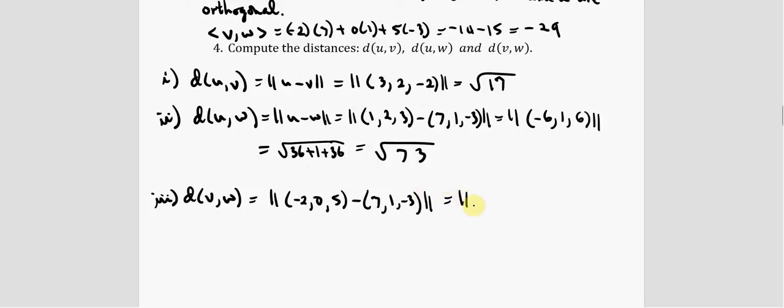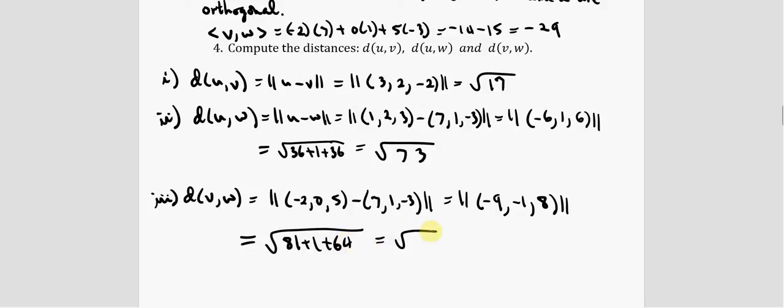So this is the norm of negative 9, 0 minus 1 is negative 1, 5 plus 3 is 8. So we get the square root of 81 plus 1 plus 64. And that's the square root of 146. Okay. So now let's move on.